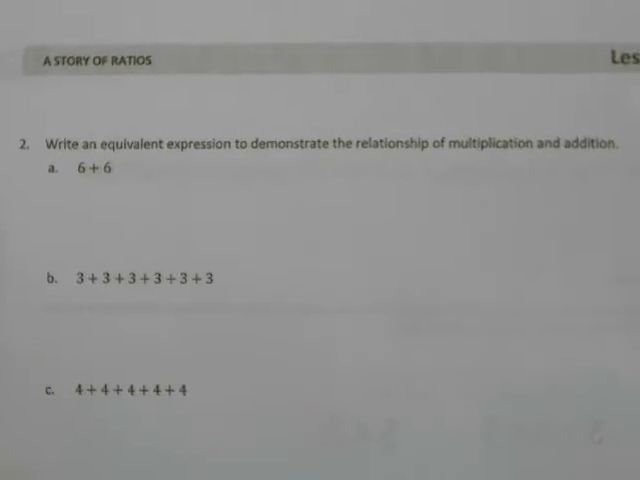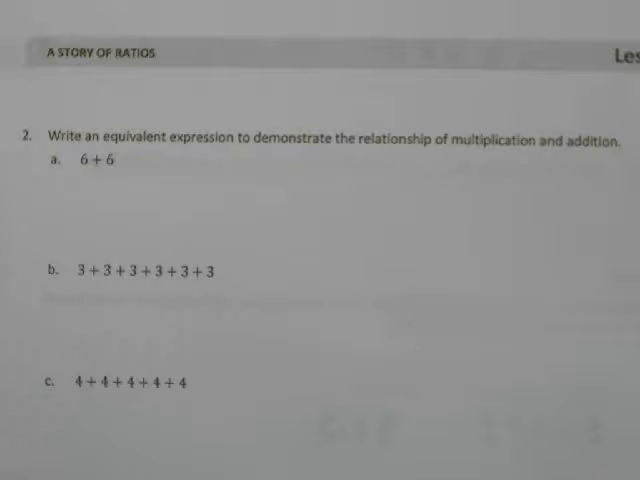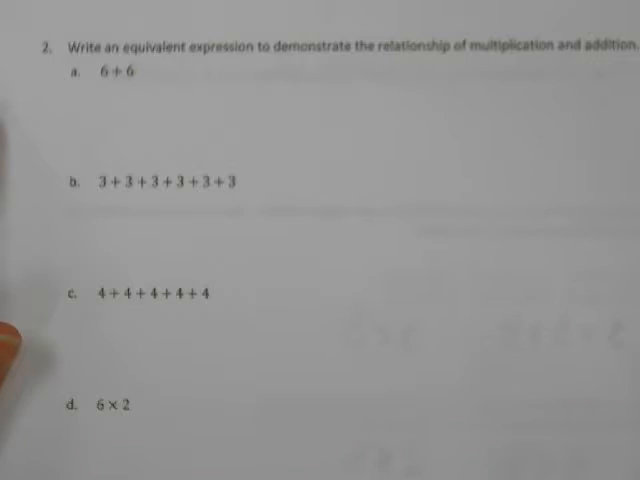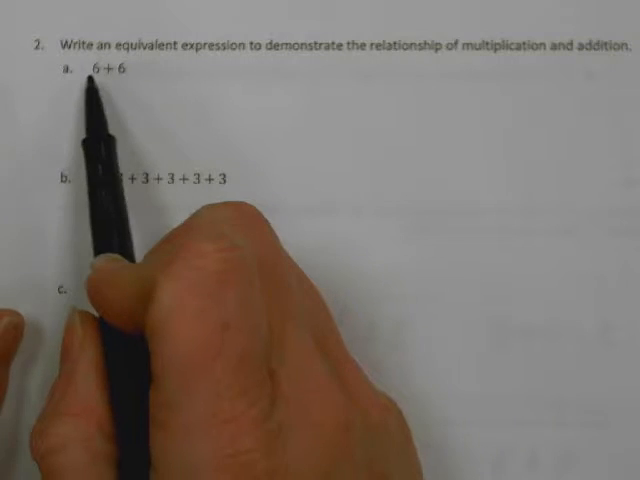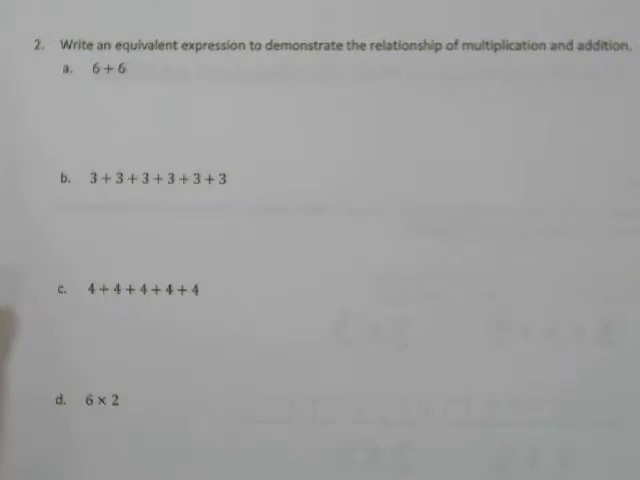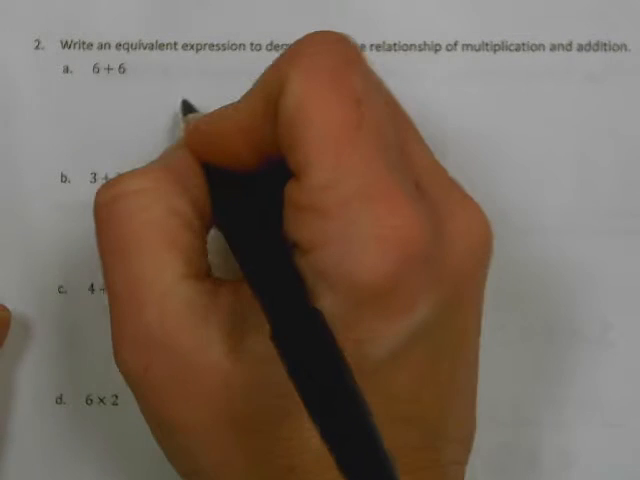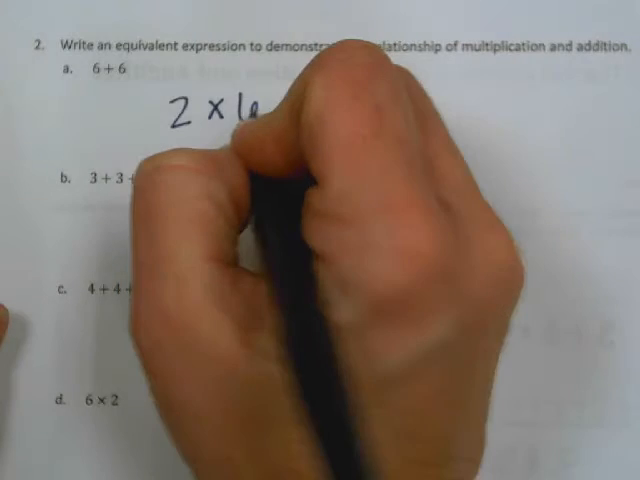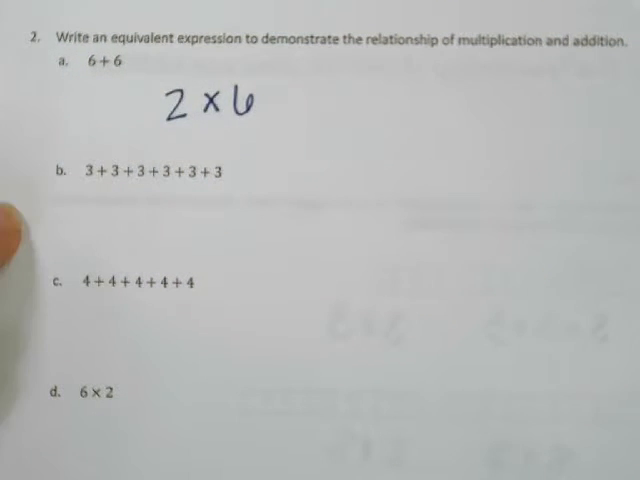Exercise 2, write an equivalent expression to demonstrate the relationship of multiplication and addition. In exercise 2, we're going to have some repeated addition as well as some multiplication, and we need to write the other expression that would go along with this. So I look here, 6 plus 6. I'm thinking of that tape diagram, also knowing that the multiplication sign means groups of. So that would be 2 groups of 6. So 2 times 6 would be my multiplication expression. What I would like for you to do is look at B and C, pause the video, try those on your own, and then come back and check.